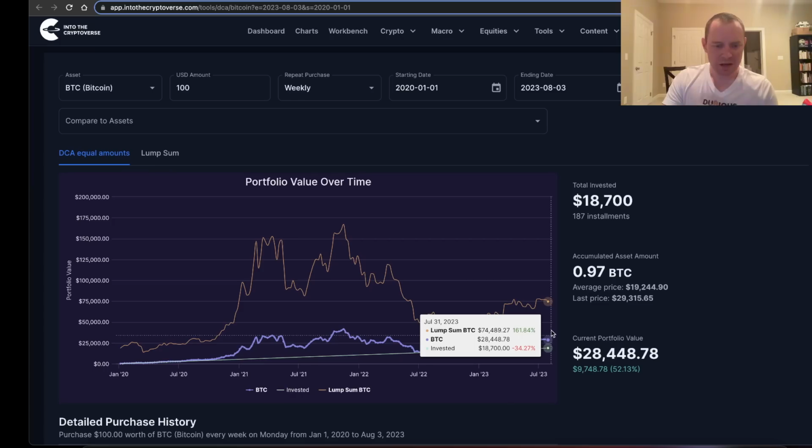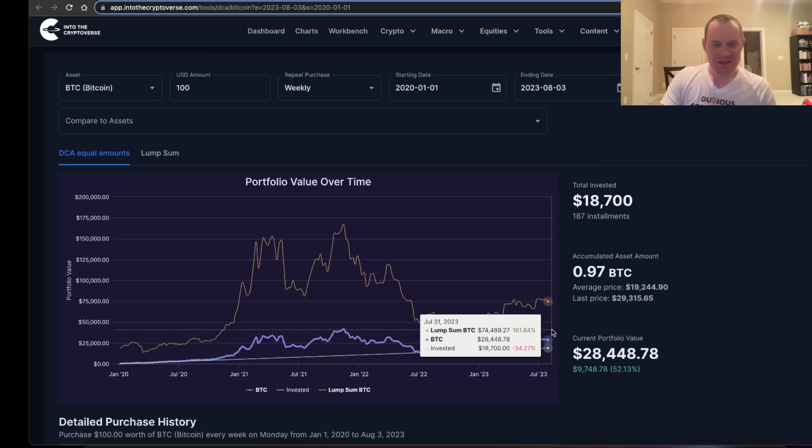In this case, a lump sum strategy would have been far superior. Why is that? Because in this case, and by the way, this would be further along in the cycle than where we currently are. Because again, we're talking about January 1st of 2020. If you believe in the 4-year cycle narrative, that would correspond to maybe January 1st of 2024, plus or minus a month or two, because the halving is not exactly every 4 years.